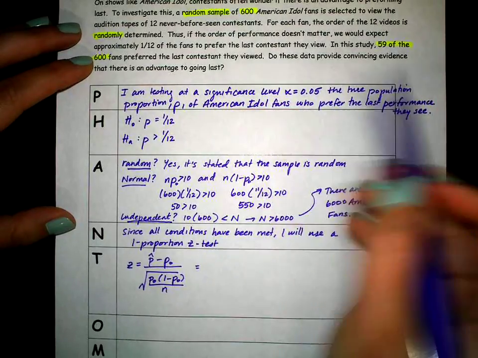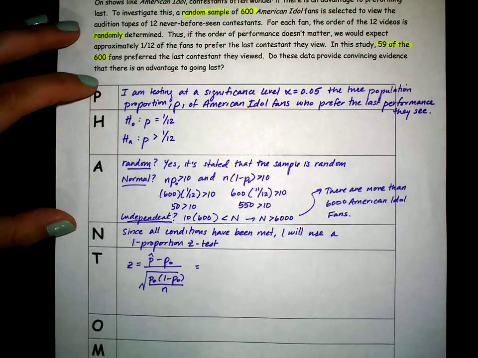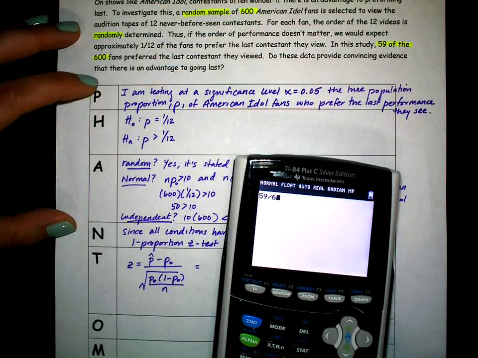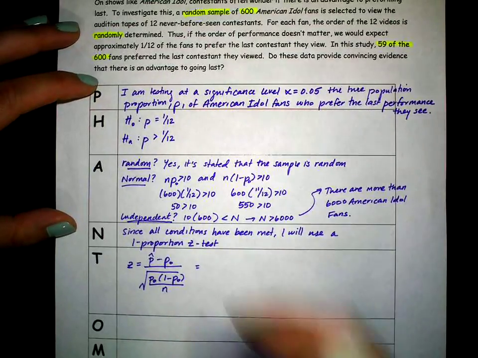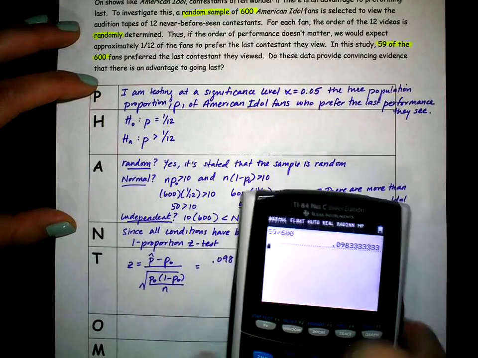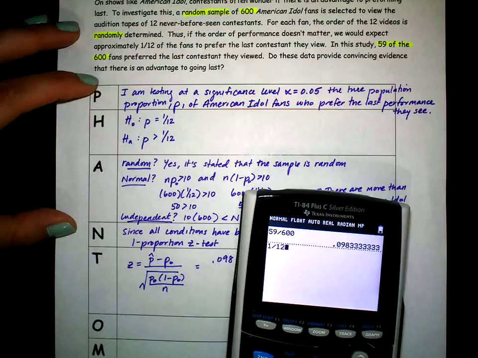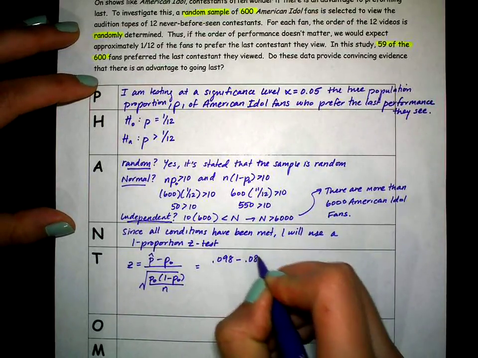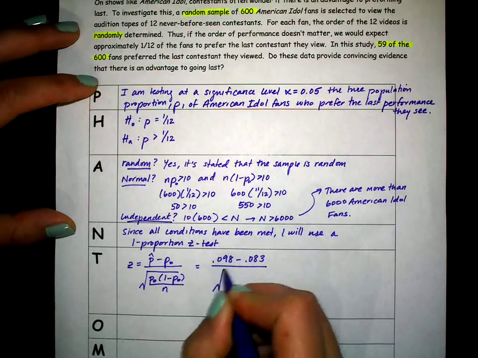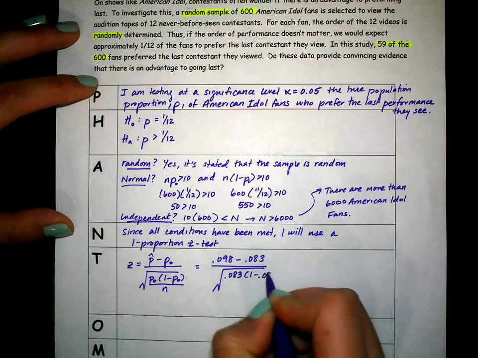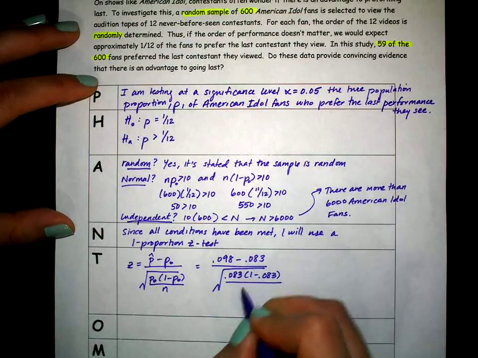So 59 out of 600. We do that on our calculator. Let's see. Gives us 0.098. So we use that. 0.098 minus 1 divided by 12, 0.083, all over square root of 0.083 times 1 minus 0.083 all over 600.